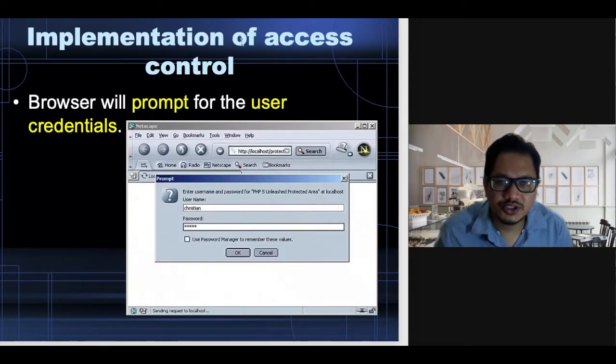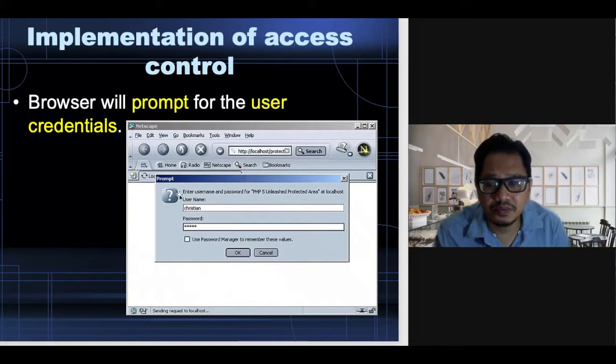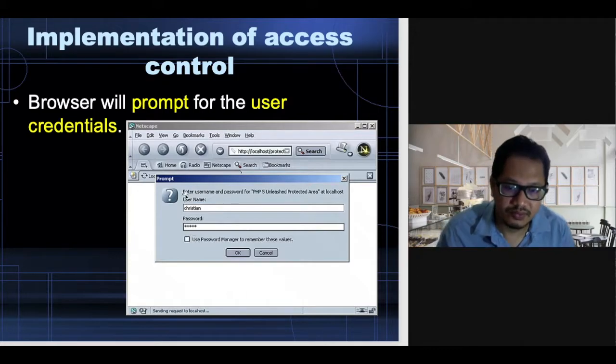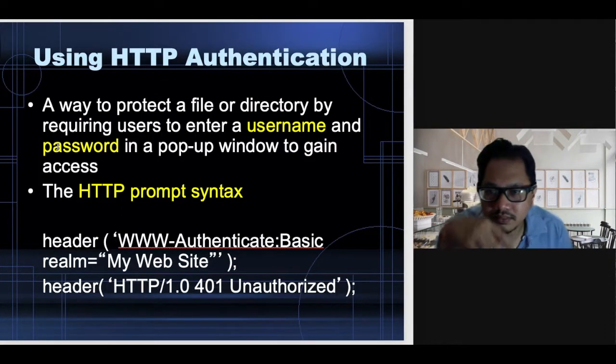Implementation of access control: if you go into this website, you need to enter the username and password, and only then can you access its website and page. Like this one, we see a pop-up prompt, so you enter the username and password. When you put the correct name and password, you just click OK. If it accepts your credentials, you can pass and access the content.